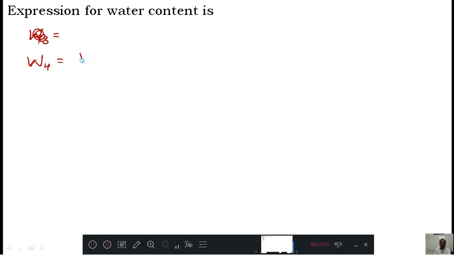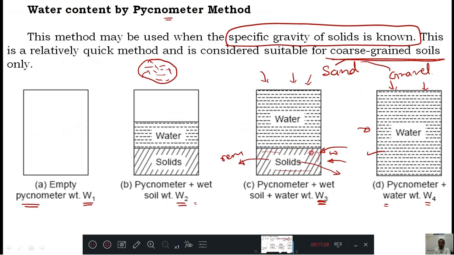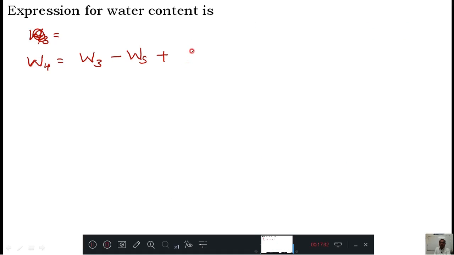W4 is equal to, in the W3 diagram, you remove the mass of solids and put water, the mass of water. But how much mass of water do you need to put? It means the volume: however much solid you remove, that much volume of water you need to put. Therefore, I need Vs into gamma W. Gamma W is the density of water, and Vs is the volume of solids.